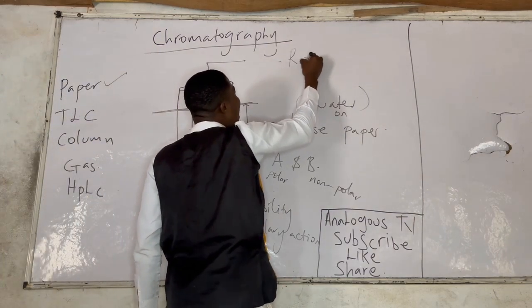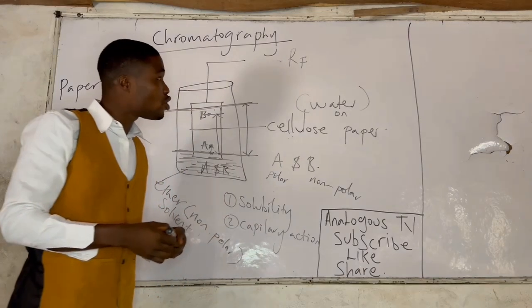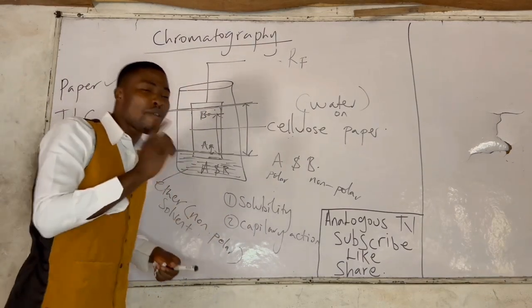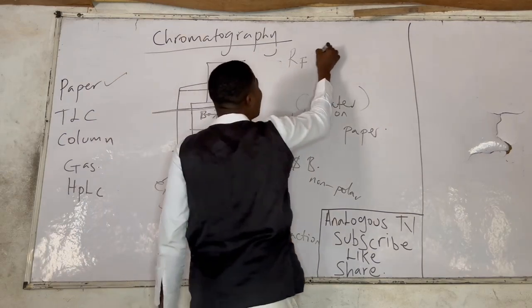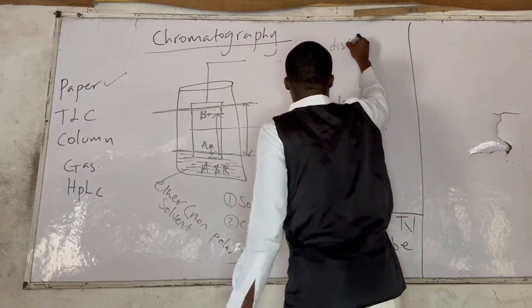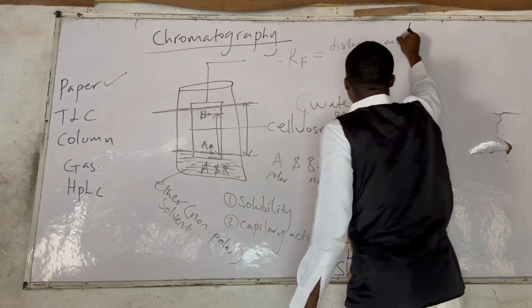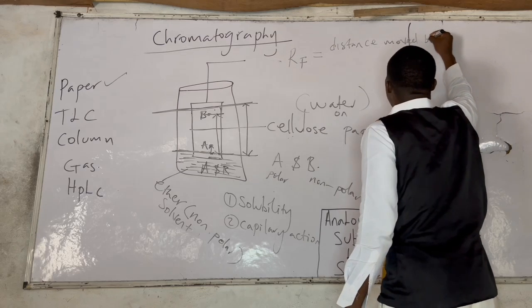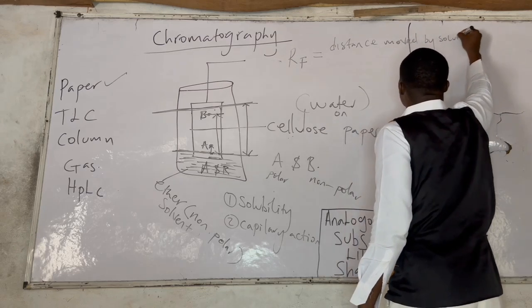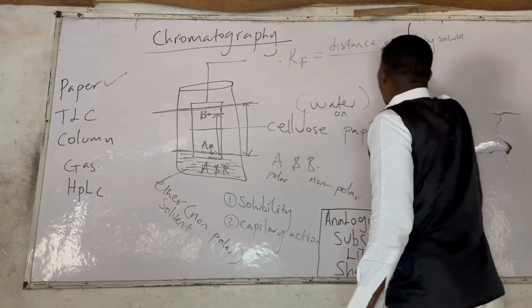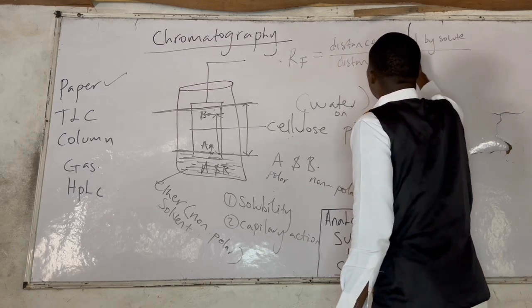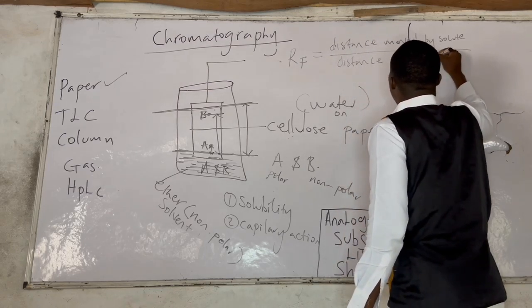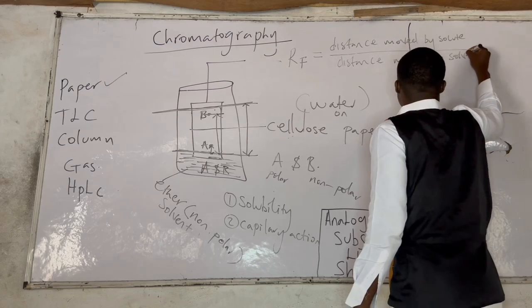So in paper chromatography, you can use one value. These values are called RF values. What does RF mean? Retention factor. These values are very important when isolating organic compounds. So RF value is equal to distance moved by solute, where the solute is either A or B, over distance moved by solvent. This is how to calculate the RF value.